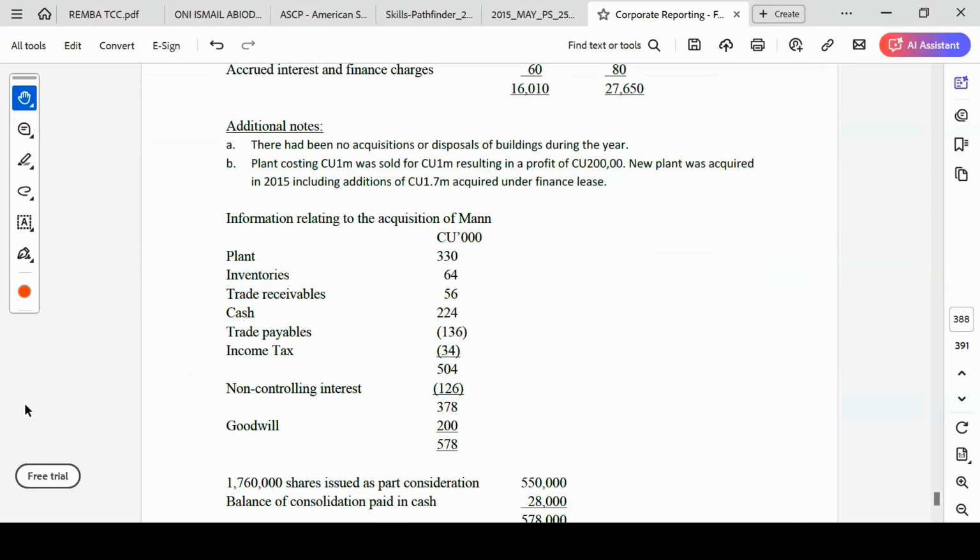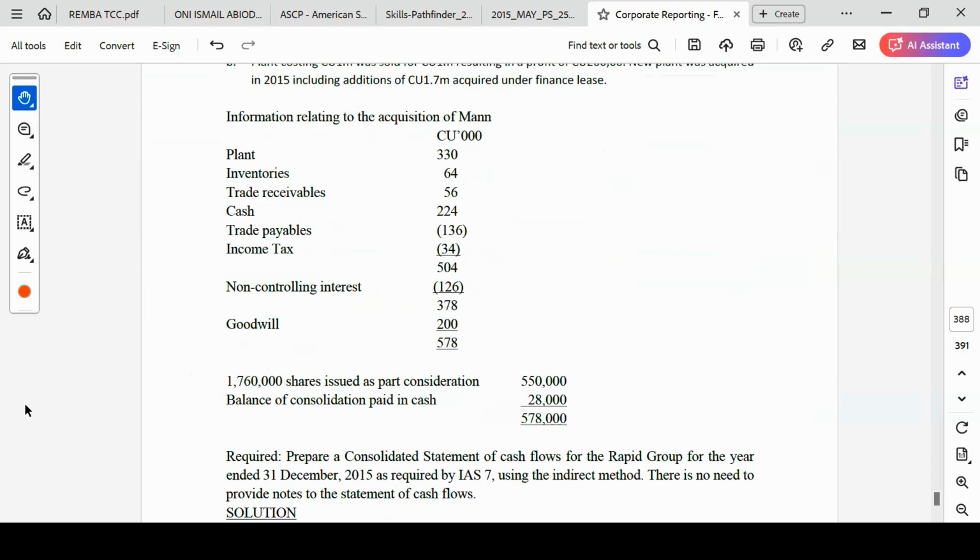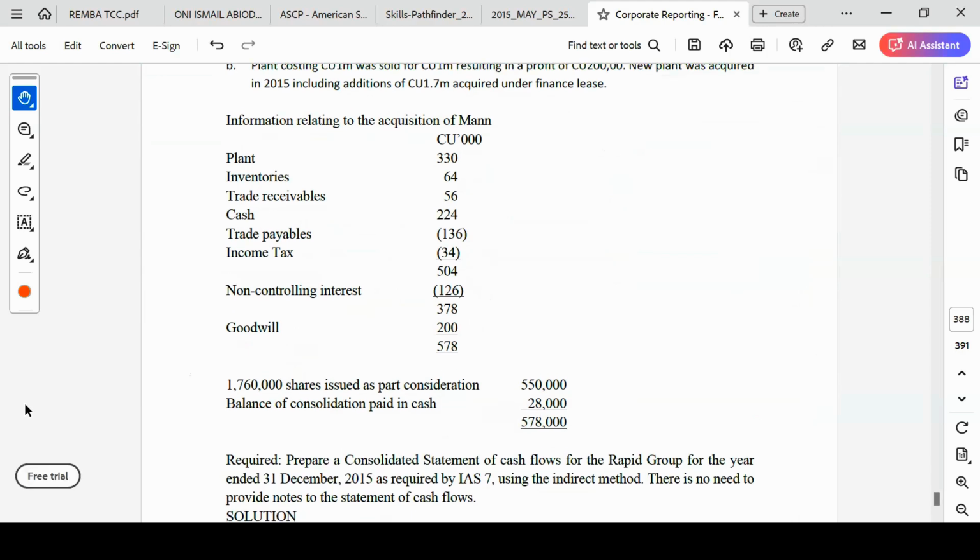Information relating to acquisition of man. Okay, so this is what I mentioned the other time, that you'll be given a breakdown of the net asset that was acquired. Now, the net asset that was acquired, normally you have plant, inventories, trade receivables, cash, trade payables, income tax, and then you have the non-controlling interest, and then we have a goodwill. All right, okay, and then to pay for this, the consideration was in shares. 1,760,000 shares were issued as part consideration, and balance of consolidation paid in cash was 28,000. So what you have there is 576.